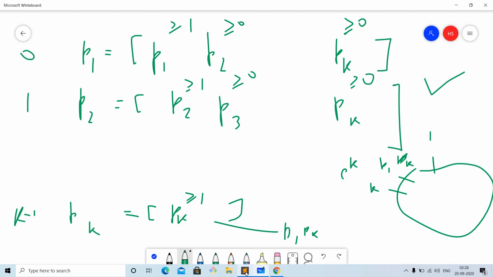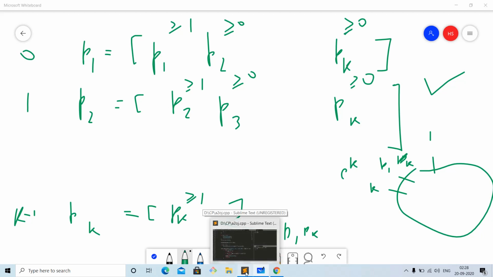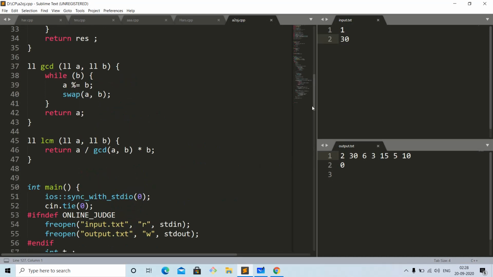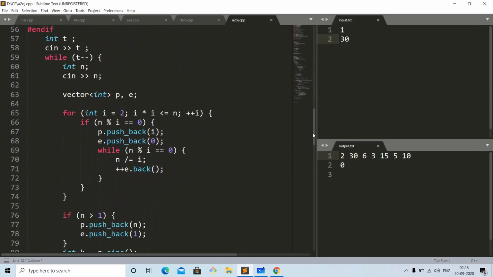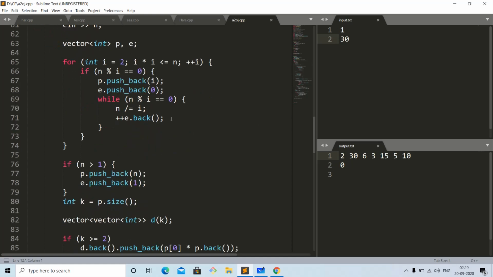So let us now see the code to understand this a little bit better. Here we have input, we are inputting this number n, and we are keeping a vector for the primes and their exponents. We are starting with index 2, and if the index divides the number n, we will push that index into the prime vector, and we will push the exponent to be 0 initially, and as much as the index divides the number n, we will increase the exponent.